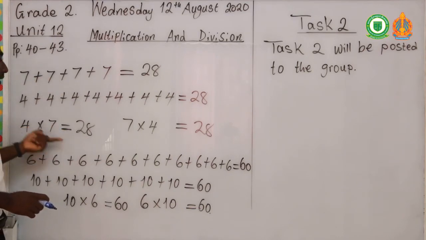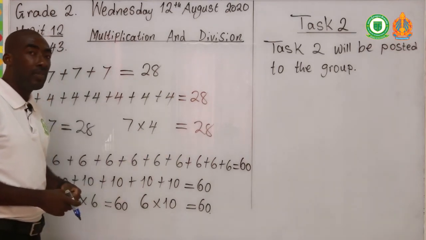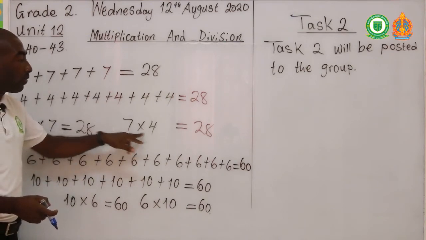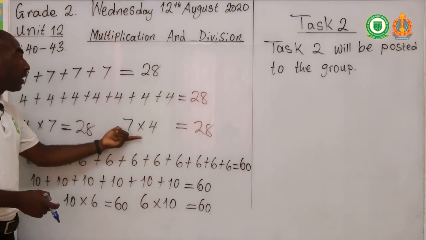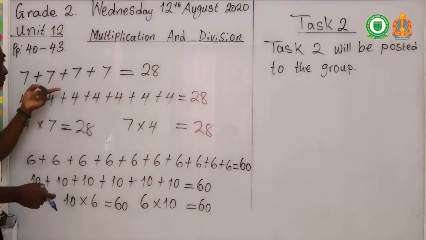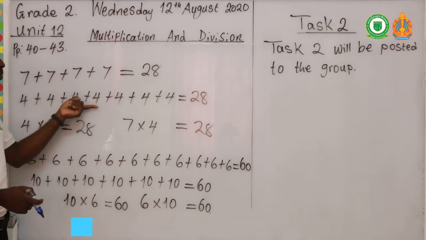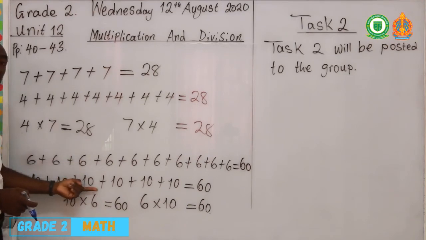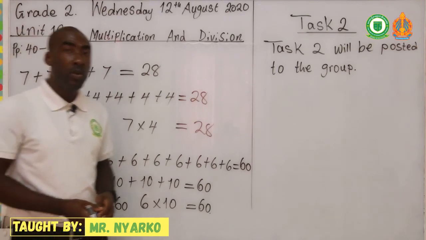4 groups of 7 and 7 groups of 4, and the answer is the same. So it doesn't matter if you put your 4 here or you put your 7 here. But this is how the first one is written, which means we are dealing with 4 groups of 7 and you are dealing with 7 groups of 4, 10 groups of 6 and 6 groups of 10. And these are the answers that you will get.